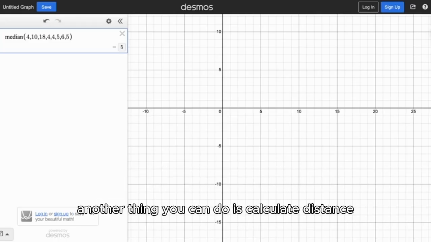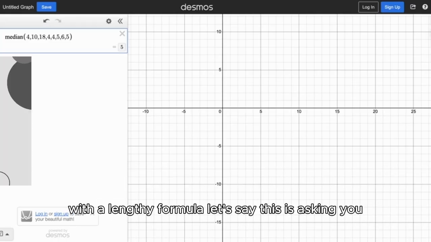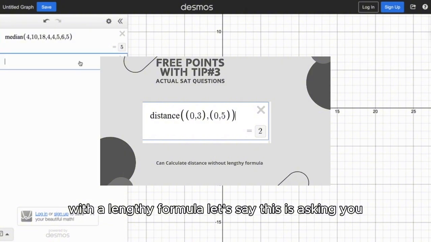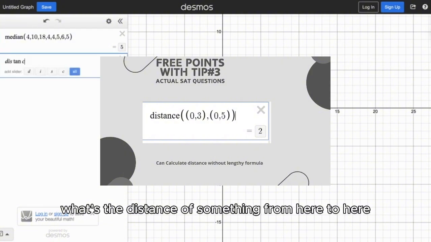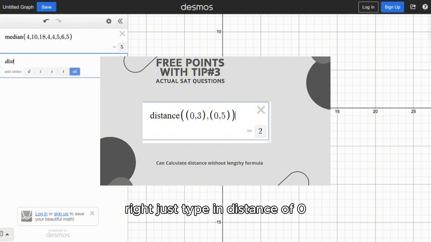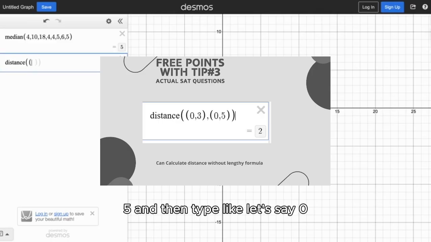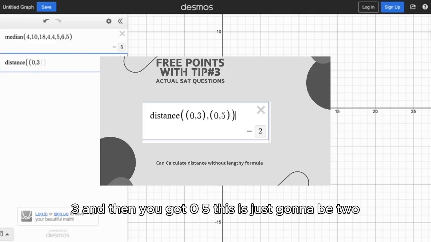And another thing you can do is calculate distance with a lengthy formula. Let's say this is asking you what's the distance from here to here, right? You just type in distance of 0, 5, and then, let's say, 0, 3. It's just going to be 2.